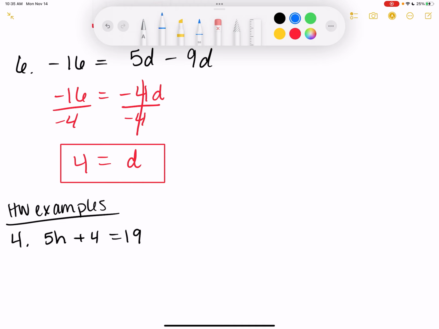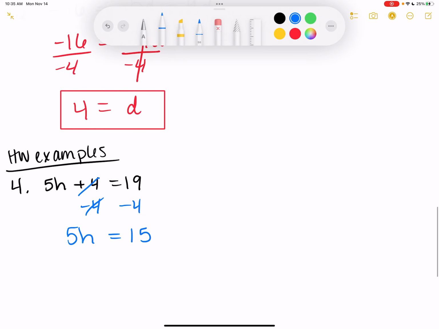Minus 4 on both sides first. So on the left, I have 5h equals 19 minus 4. 15. Yes, it's positive, because 19 is bigger. Then what? Divide by 5 on both sides. h equals 3. Yep.